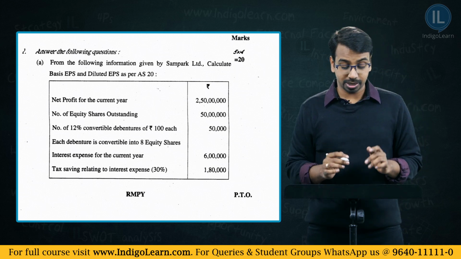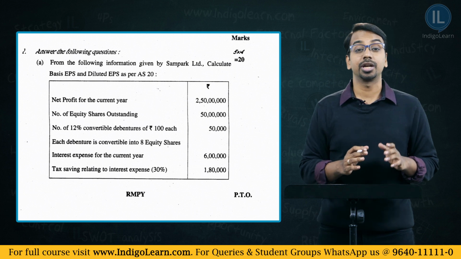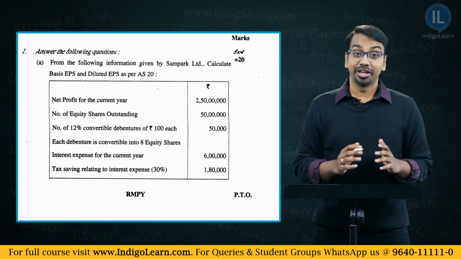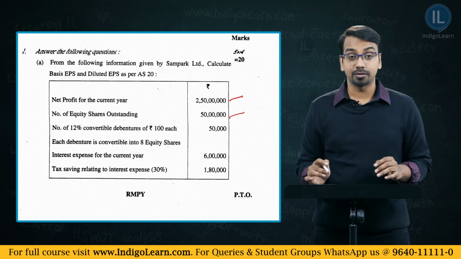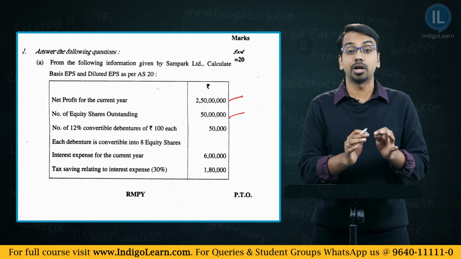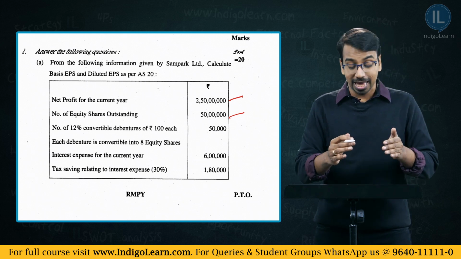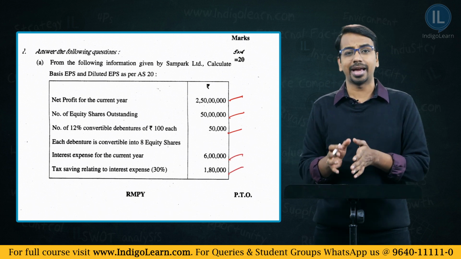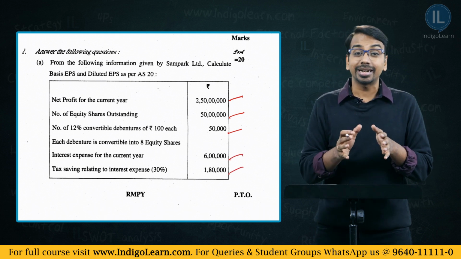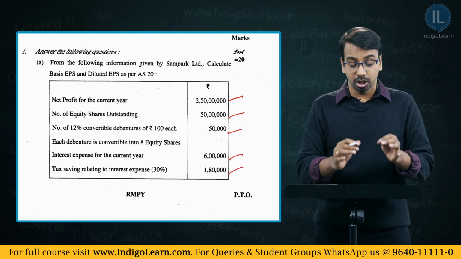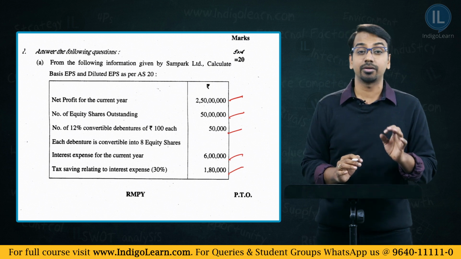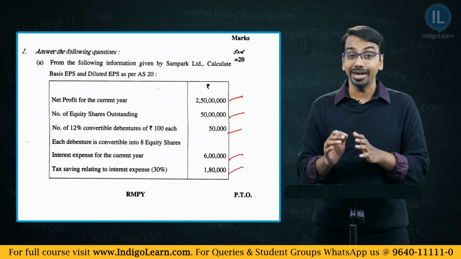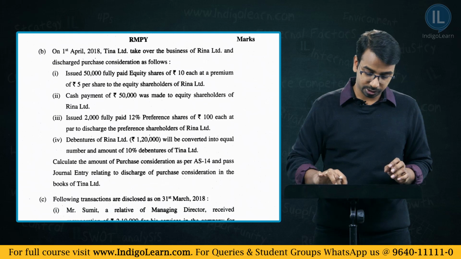It was from Accounting Standard 20 on basic earnings per share and diluted earnings per share. The information regarding the net profit and the number of shares was directly given in the question. You just had to divide the net profit by the number of shares, and the information around the debentures, the interest saving and the tax saving on that was also given. Everything was directly given in the question. There was nothing to be computed. Simply, if you knew the logic, you could have straight away computed the basic earnings per share and diluted earnings per share. Moving on to the next question.